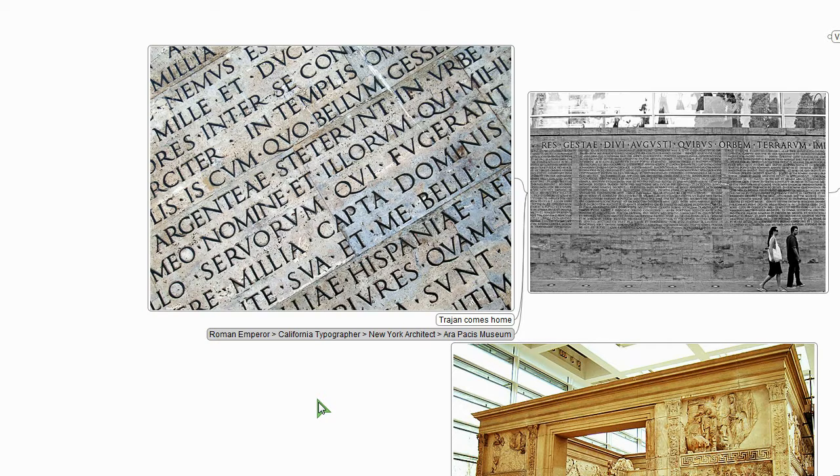So when you go to the Areopagus Museum and read the writing on the side of the building and look at this typography, you are looking at a Roman emperor influencing a California typographer, influencing a New York architect, creating a museum for a Roman emperor.